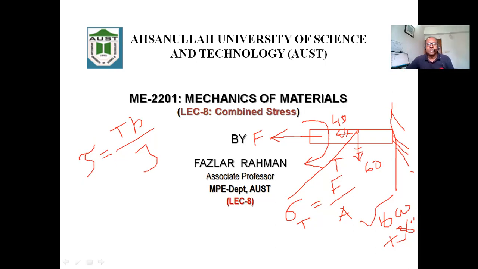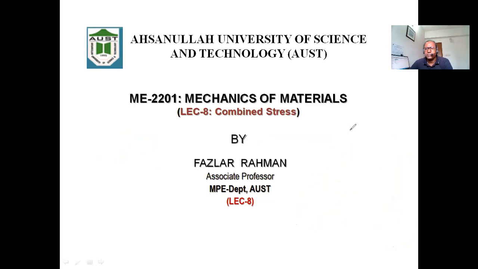Okay. Other thing is, say a body is pulling along this direction and pulling along this direction. Cross-sectional area is A and amount of force is F. So what type of stress will develop?